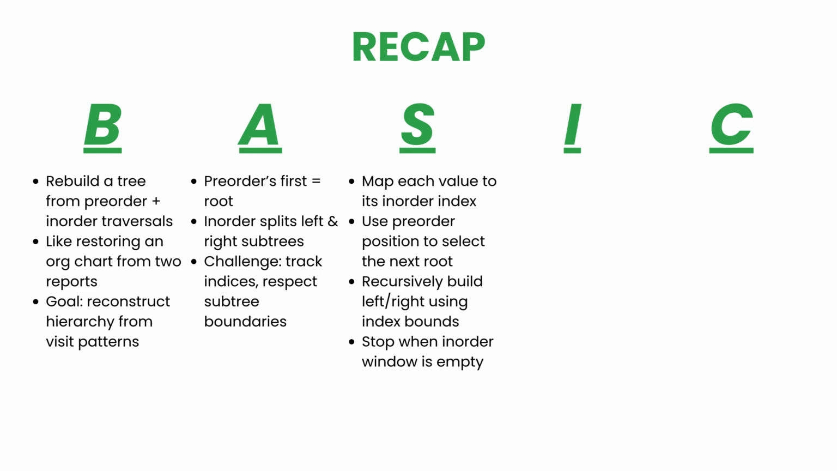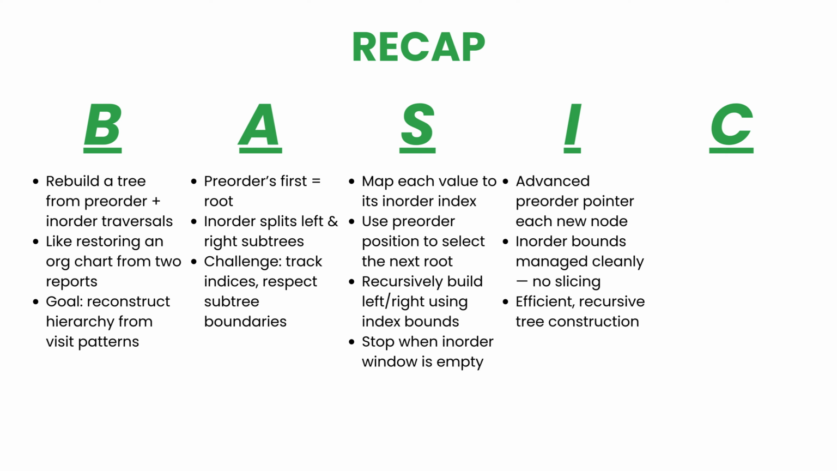Then, with left/right bounds in the inorder range, recursively build the left subtree from the left side of the split and the right subtree from the right side. Stop when the current inorder window is empty. We followed that blueprint, advancing the preorder position each time we formed a new node and using the inorder boundaries to keep each recursive call in its lane. No extra slicing work, just clean boundary management.